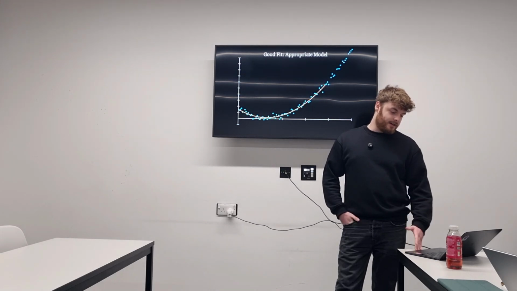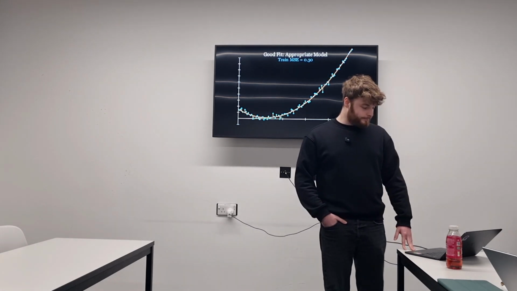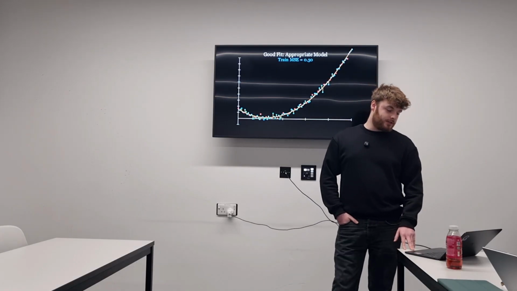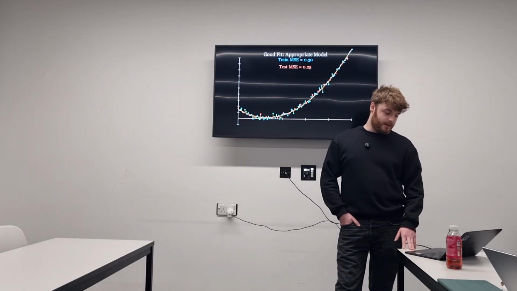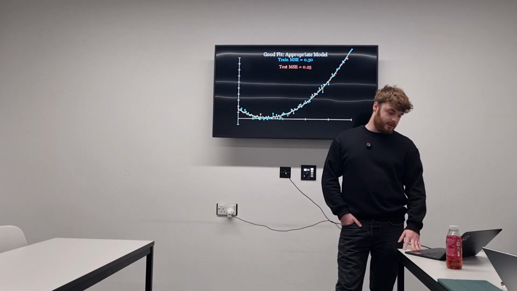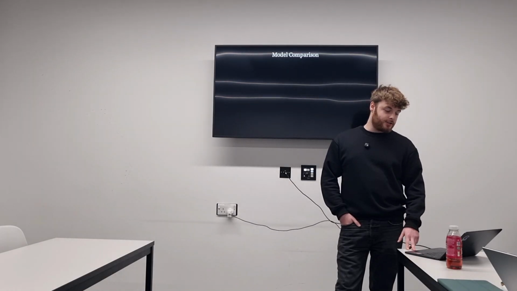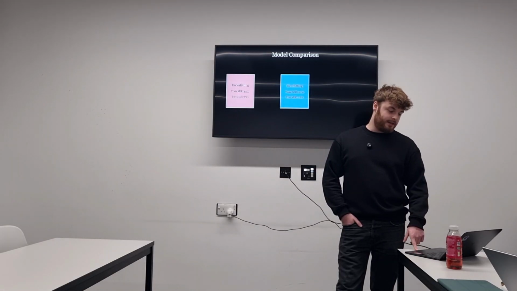And then if we have a nice generalized approach, we get similar generalized scores for the mean squared error between the test and the train data. And that's what we're looking for. So we're looking for generalized models that learn the relationship, not their particular data set.